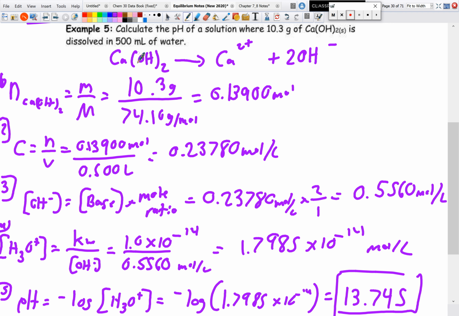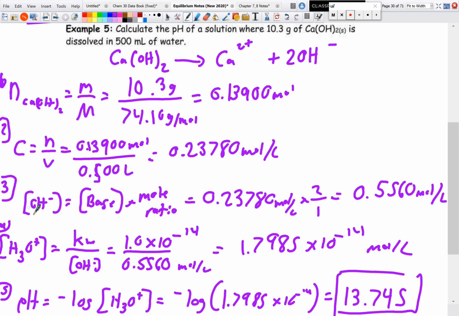First, of course, we write out our equation because we have Ca(OH)2. So we write our dissociation equation because we know it is a base. Our first step, of course, is to find the number of moles of calcium hydroxide, doing mass over molar mass. Then we find the concentration of calcium hydroxide using the formula number of moles over volume. So you have to remember to convert the milliliters into liters to get the concentration of calcium hydroxide.